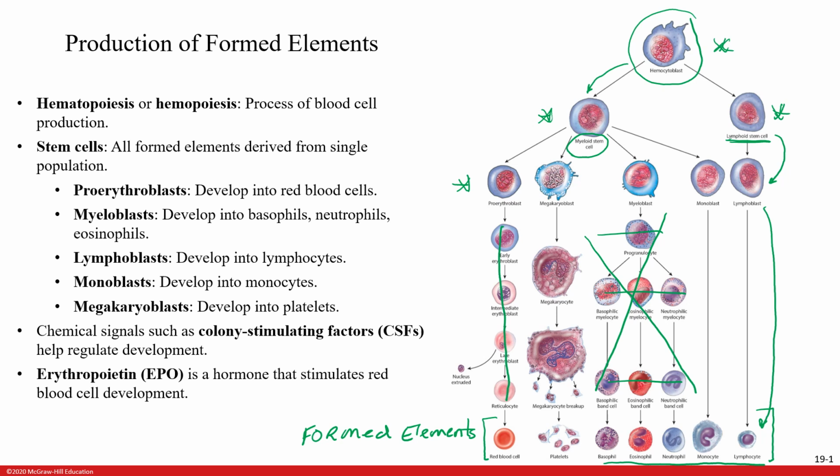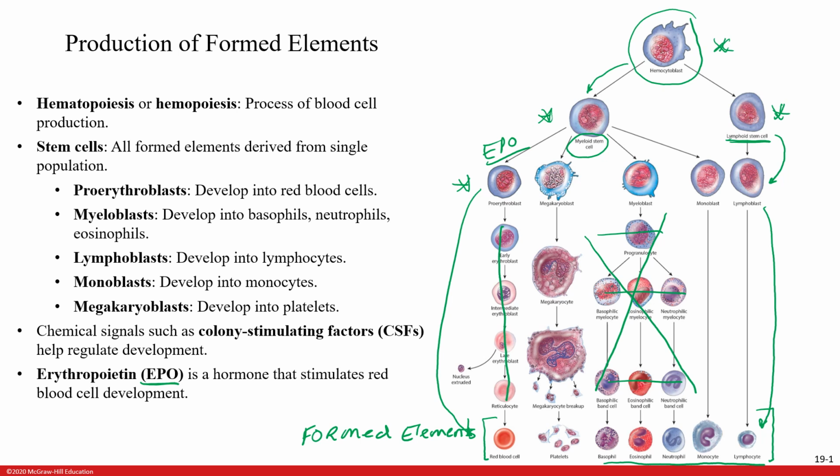But you do need to know that a hemocytoblast that develops into a myeloid stem cell will develop into a proerythroblast if EPO is present, and that once it develops into a proerythroblast, it will eventually become a red blood cell, all the way down here. What is EPO? EPO is a hormone that stimulates red blood cell development. That's erythropoietin.